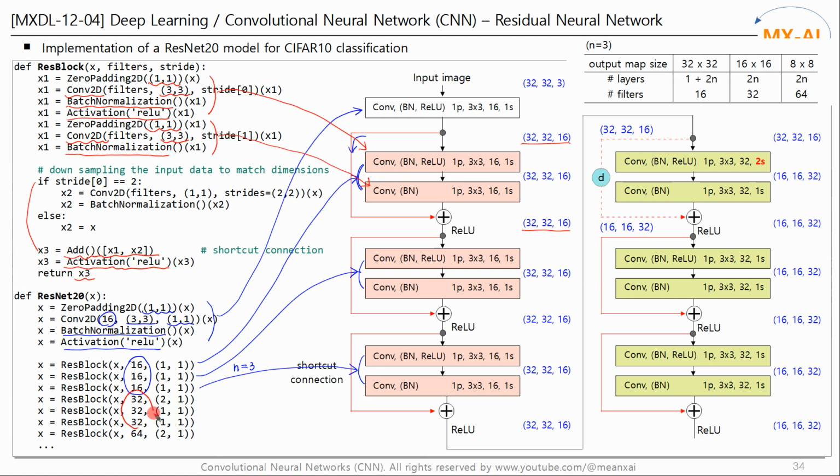Add 3 residual blocks with 32 filters to the second set of layers. In this case, the input and output sizes of the first block are different. Therefore, to configure a shortcut connection, we need to adjust the input dimension to match the output dimension. Adjust the input dimension with a convolutional layer with a 1 by 1 kernel and stride values of 2.